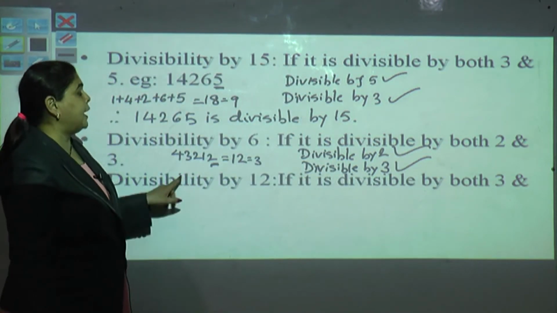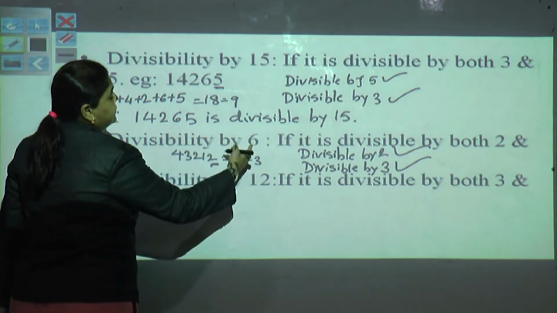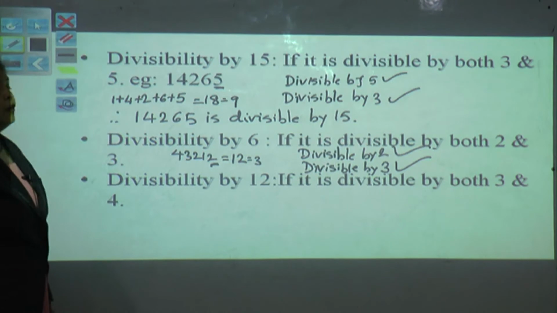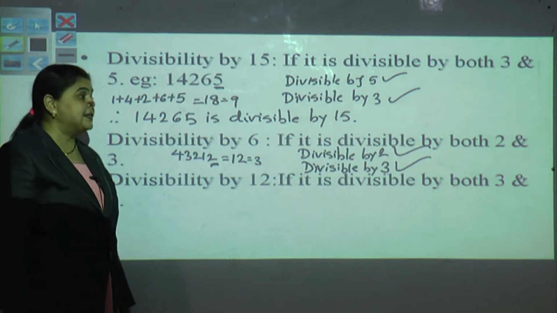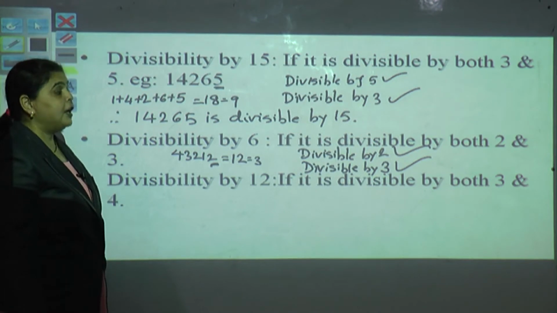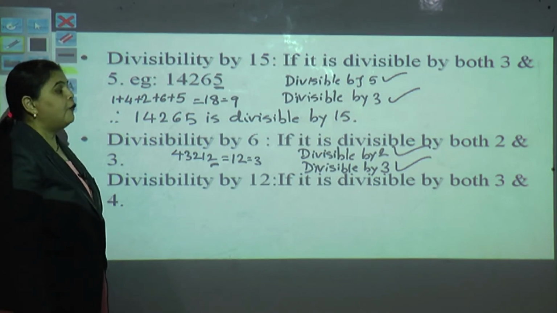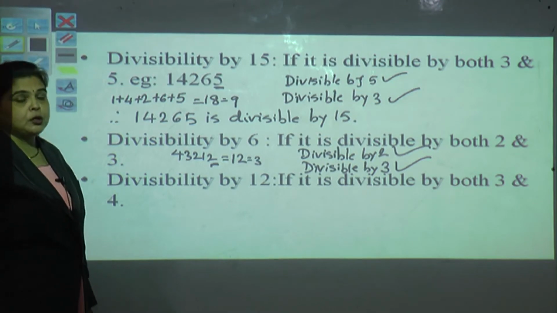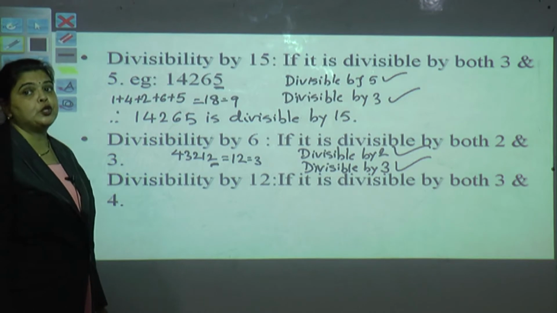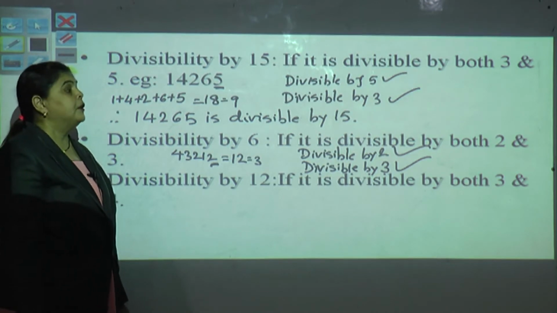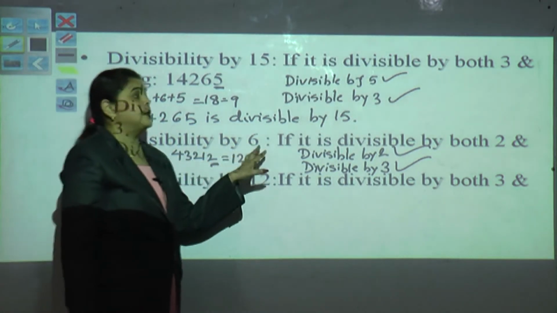So we can say that the given number is divisible by 6. What is the rule? It should give a remainder 0 when divided by 2 as well as 3. In short, if it is divisible by both 2 and 3, it should compulsorily be divisible by 2 and 3, then only we can say it is divisible by 6.